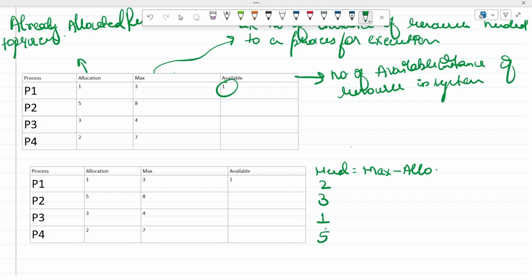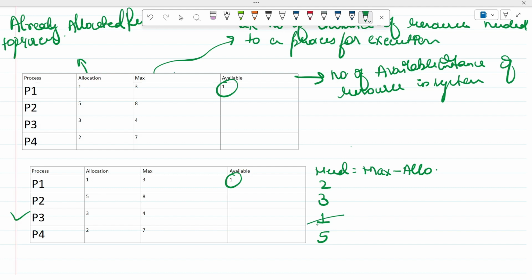Now, does any one of the processes satisfy with the available resource? We have to check that any of these processes can satisfy with the available resource. So the answer is yes. Available we have 1, and we can satisfy one resource, which is P3. If it is, then satisfy that resource. So now this available resource instance is provided to P3. So now P3 has 1. So needed is what? 0 now.